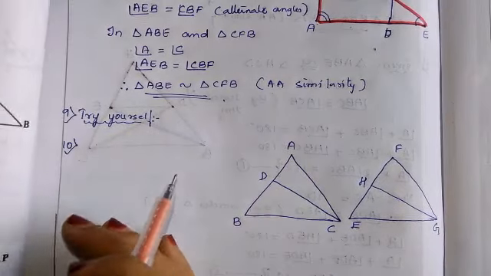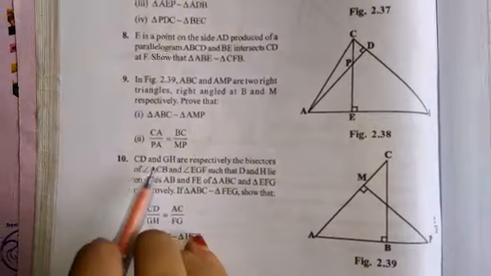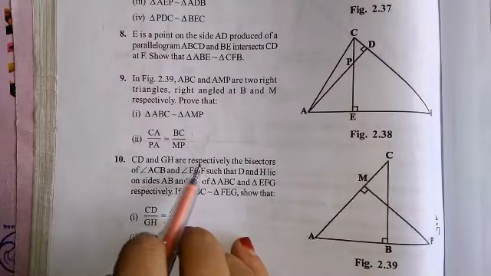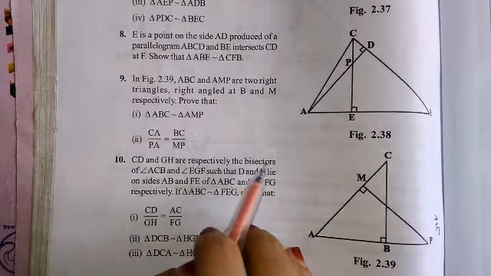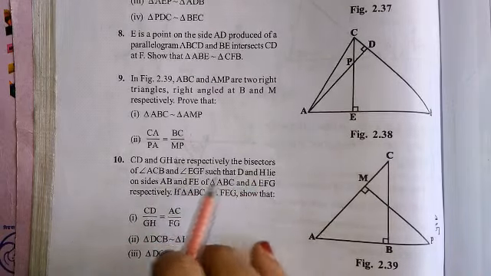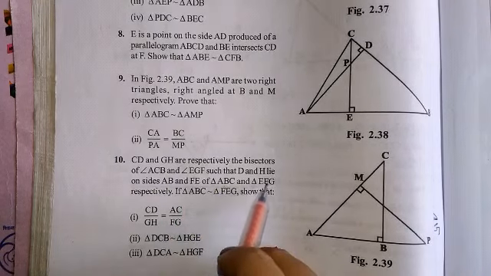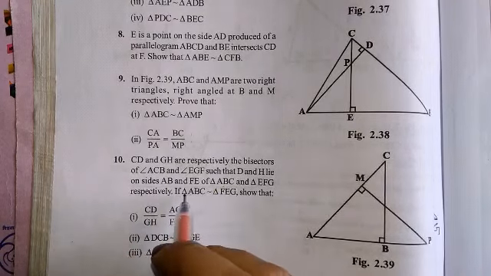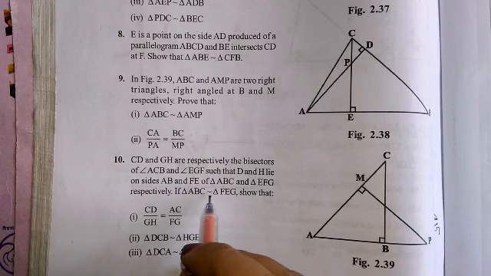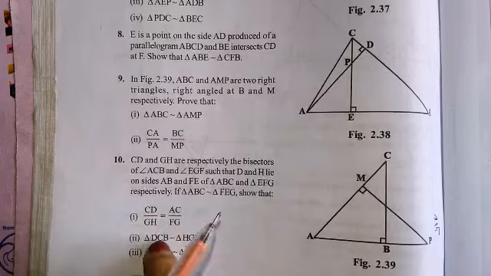Now question number 10. CD and GH are respectively the bisectors of angle ACB and angle EGF such that D and H lie on sides AB and FE of triangles ABC and EFG respectively. If triangle ABC is similar to triangle FGH, show that. These three things we have to show.